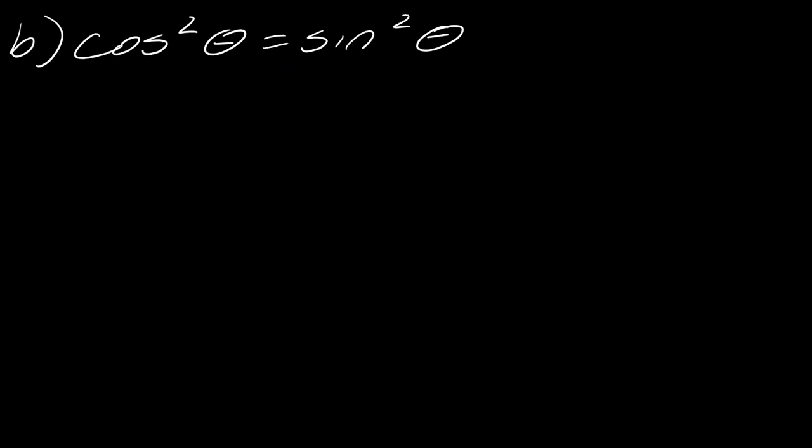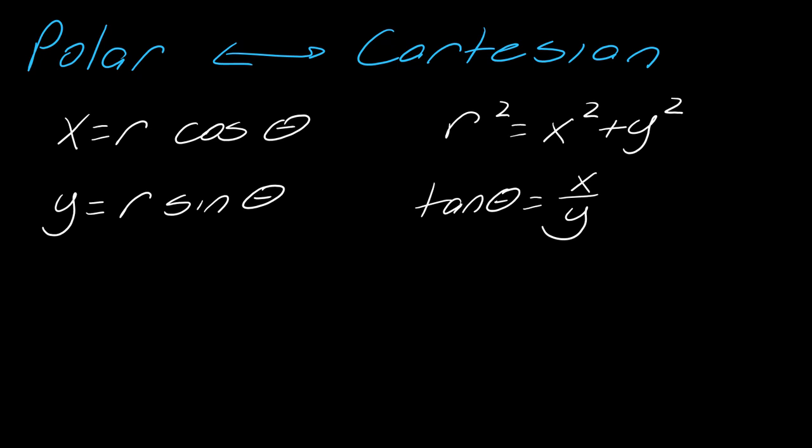Now let's contrast that to another situation here. So now I've got cosine squared theta equals sine squared theta. Sometimes when you have these, you might want to make a manipulation to your equation to make it a little bit easier to deal with. So I've got cosine squared, I've got sine squared. I really wish that those had an r in front of them, right? That would make my life a lot easier. It'd be a much more straightforward conversion.